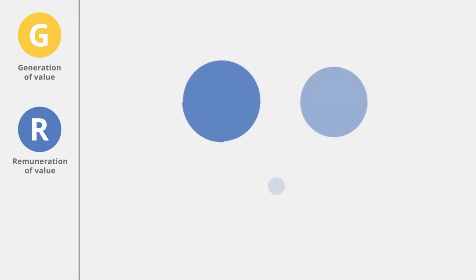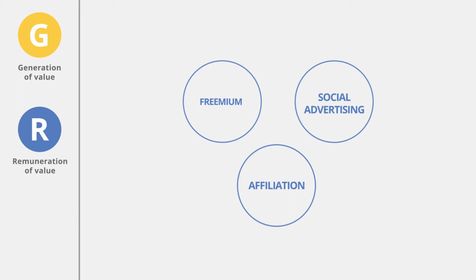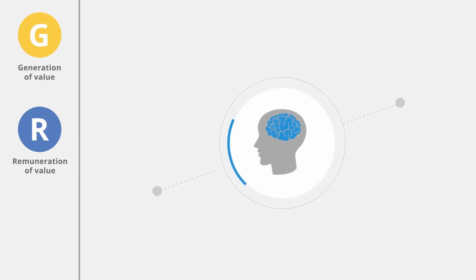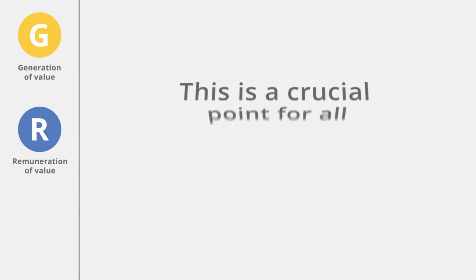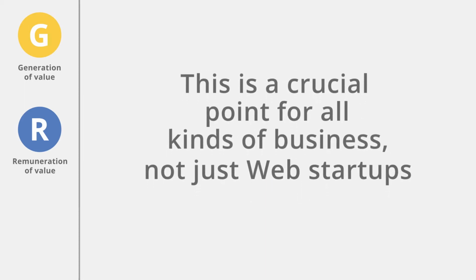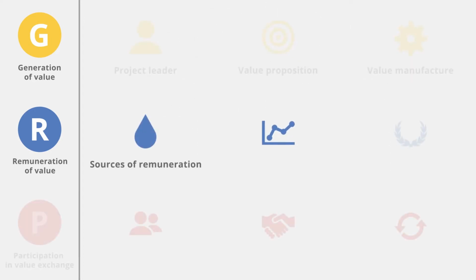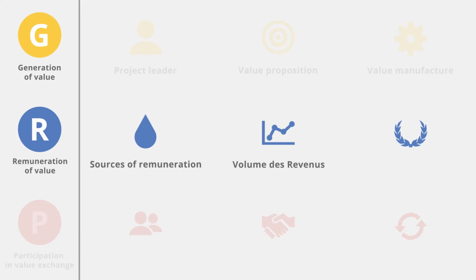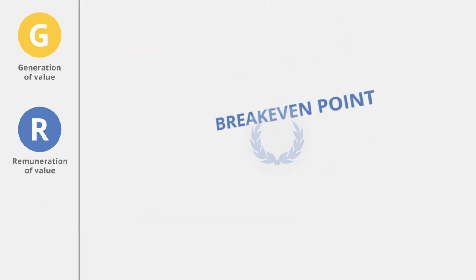For some online businesses, it was necessary to point out that users were not always the payers. All the more reason to give financial partners a transparent explanation of the ways in which turnover reaches the business. This is a crucial point for all kinds of business, not just web startups. A partner who is likely to fund a project will equally be interested, on the one hand, in the volume of this remuneration, that is to say, the estimation of turnover, and, on the other hand, in the global performance of the project under consideration.